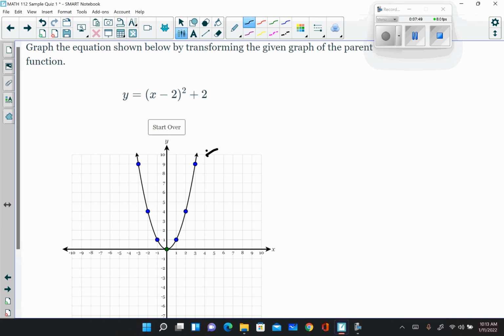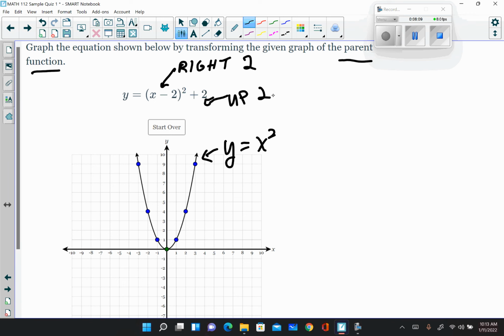Y equals x squared is shown here. That's referred to as the parent function. To get this graph, we're going to shift every point to the right 2 and up 2. On Delta Math, you would click on this green dot and move this green dot to the right 2 and then up 2. And the whole graph will move automatically when you just move the green dot.